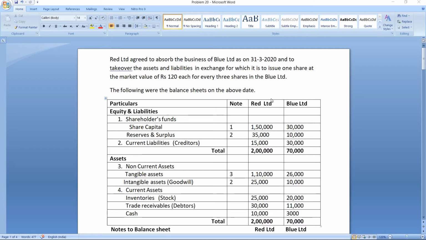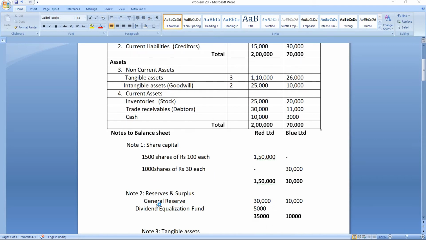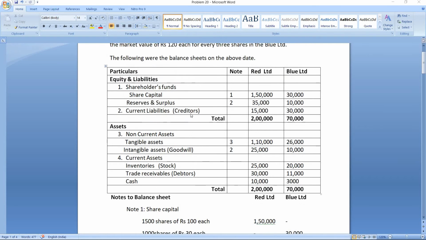Following are the balance sheets on the above date. Share capital: 1500 shares of rupees 100 each for Red Limited, share capital is 1,50,000; 1000 shares of rupees 30 each for Blue Limited, the share capital is 30,000. Next you have reserves and surplus. In that, general reserve 30,000 for Red Limited, 10,000 for Blue Limited. Dividend equalization fund only for Red Limited, 5,000. Then creditors 15,000 and 30,000.